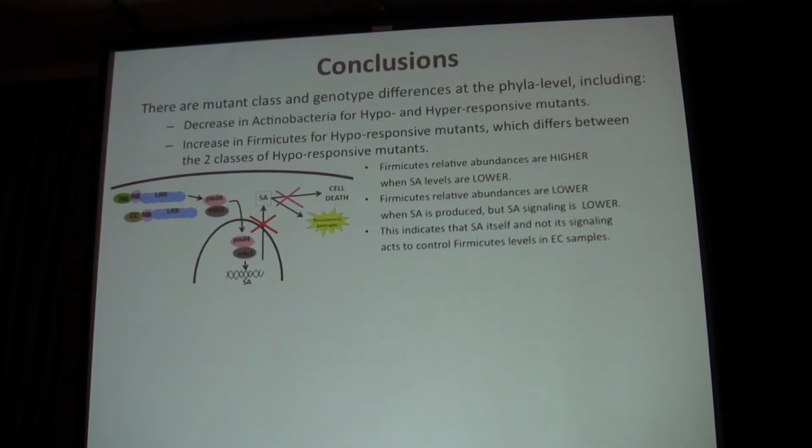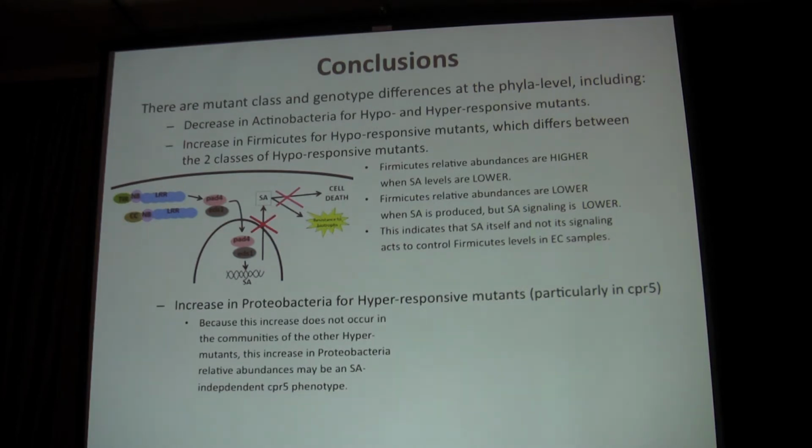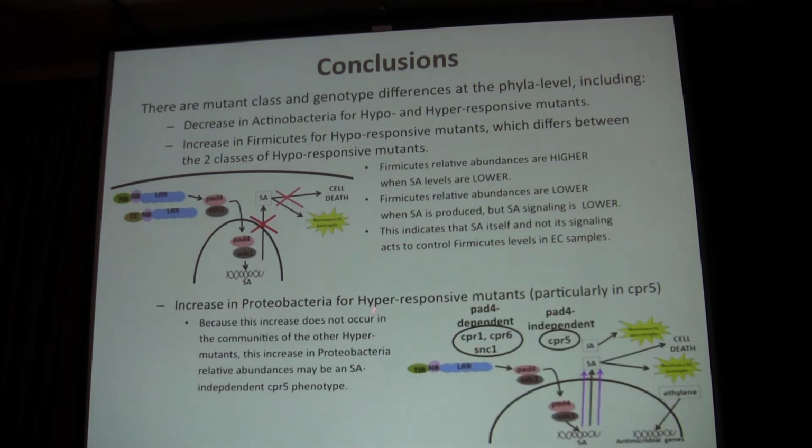Okay, so just to wrap up the sequencing side of the story, we saw that there were significant differences both in the hyperimmune classes and the hypoimmune classes. And for both of those, that was manifested by a decrease in the actinobacteria. For the hypo, this was partnered with an increase in firmicutes, which we believe has to do with the level of salicylic acid itself and not the downstream signaling. Because those mutants which didn't make salicylic acid had increased, and those which made it but didn't signal had decreased firmicute abundance.